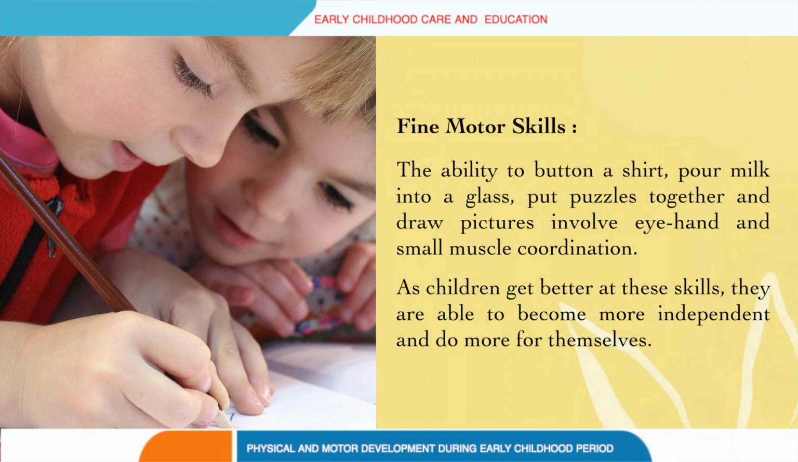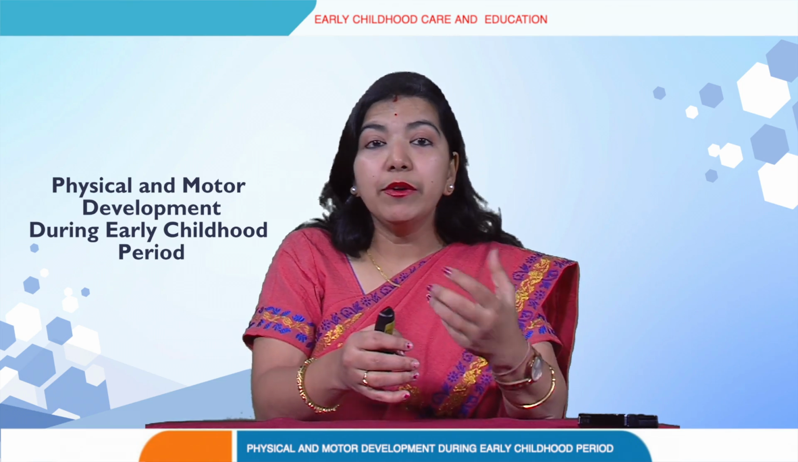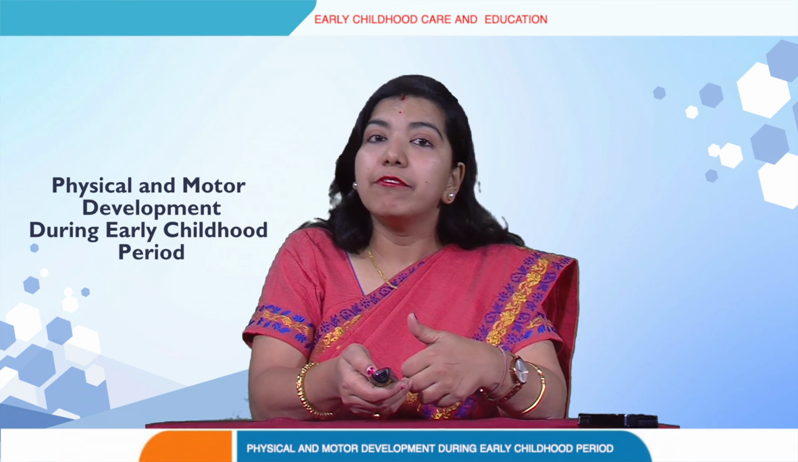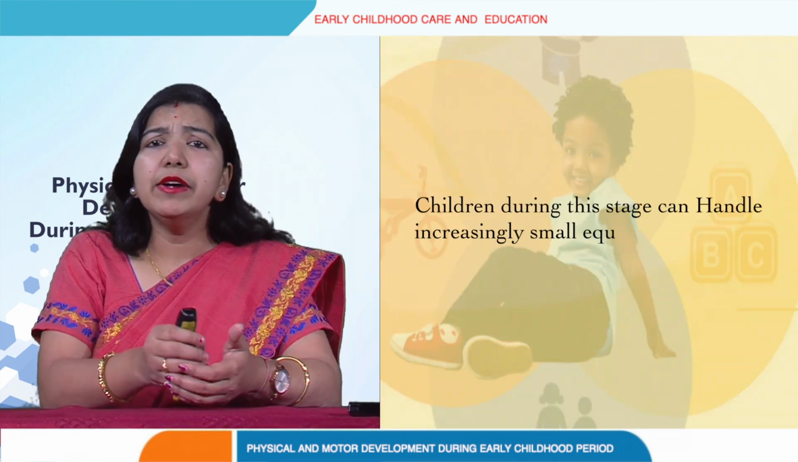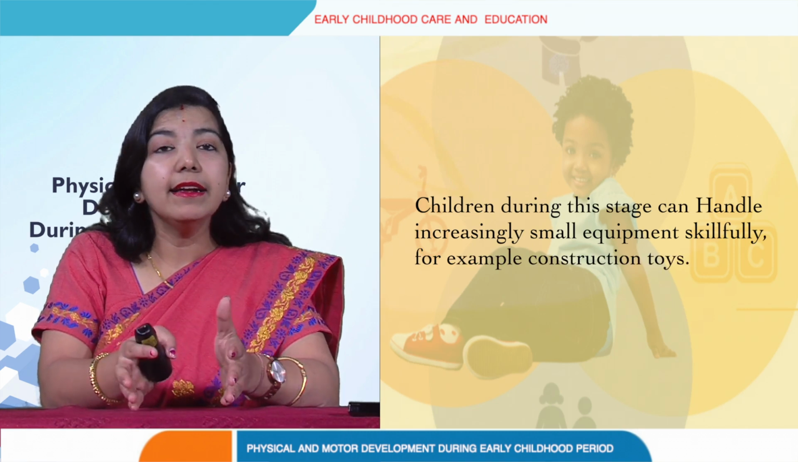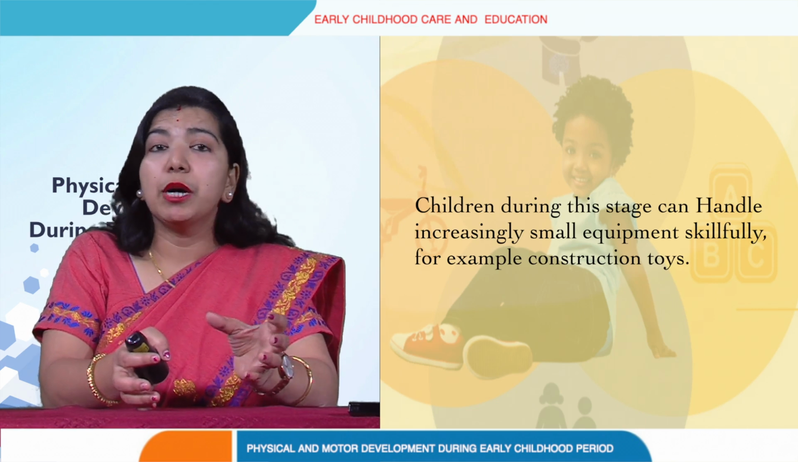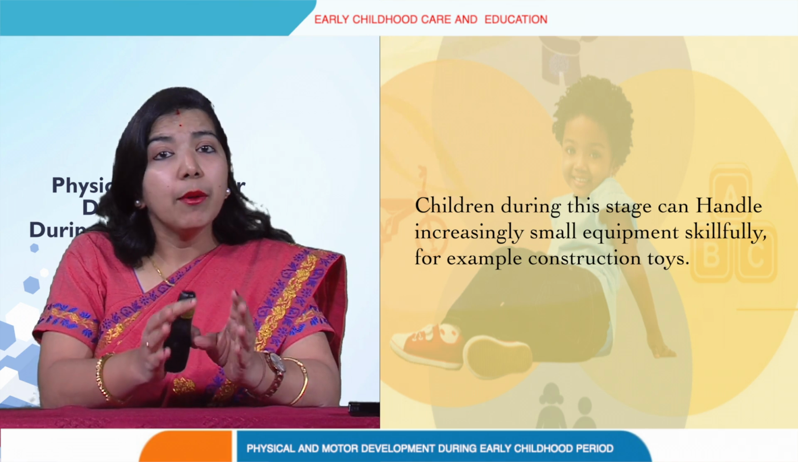As children get better at these skills, they are able to become more independent and do more for themselves. Young children become better at grasping eating utensils and becoming more self-sufficient at feeding. So they can feed by themselves. Children during this stage can handle increasingly small equipment skillfully, for example, construction toys. They can construct toys, construct homes with blocks.